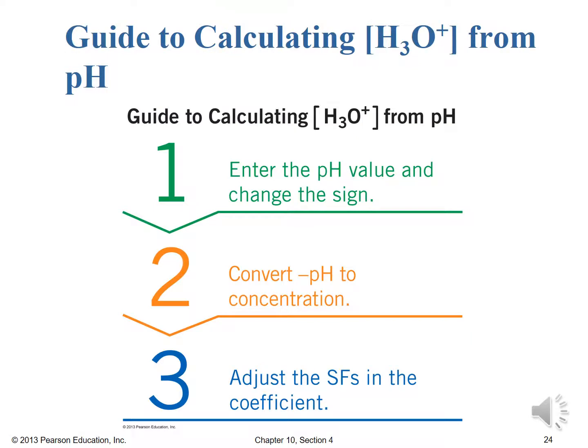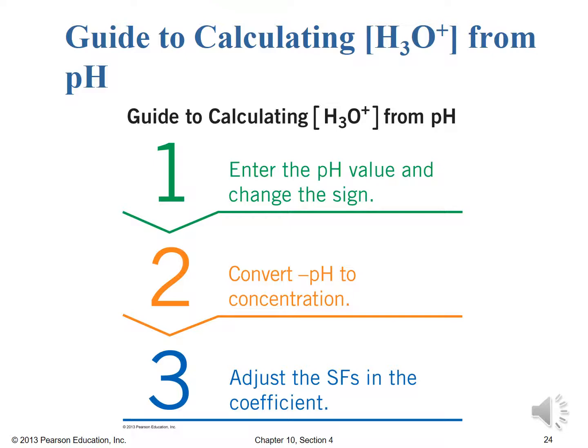So up until now, we've used H3O plus concentration to find pH. Let's go the other direction. This is our guide now to calculating H3O plus from the pH value. Instead of going from H3O plus to pH, now we're going from pH to H3O plus. So first we enter the pH value and change the sign. Then we convert the negative pH to concentration, and finally we adjust the sig figs in the coefficient.